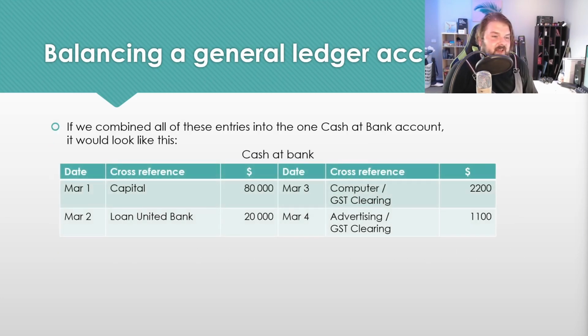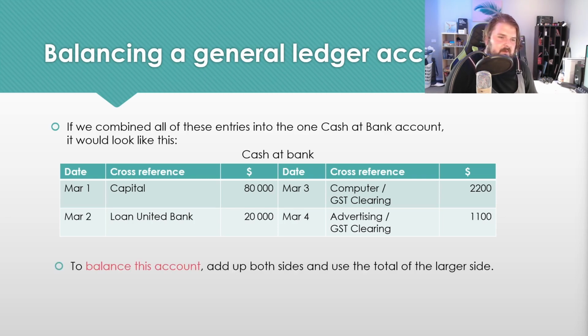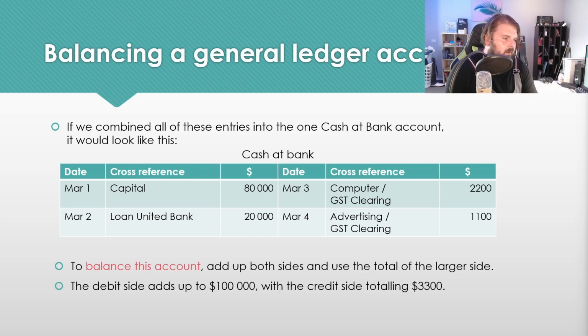So when we put it all together, it would look like this. And it's going to build up over the month. And at the end of this month, we would balance it. So obviously our debit side adds up to $100,000 and our credit side totals $3,300, which means there was $100,000 sitting in that account, but we've withdrawn $3,300 from it.